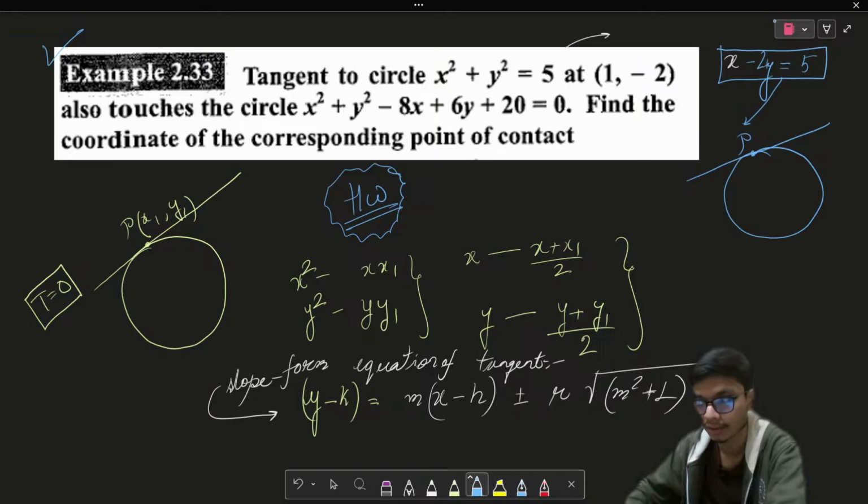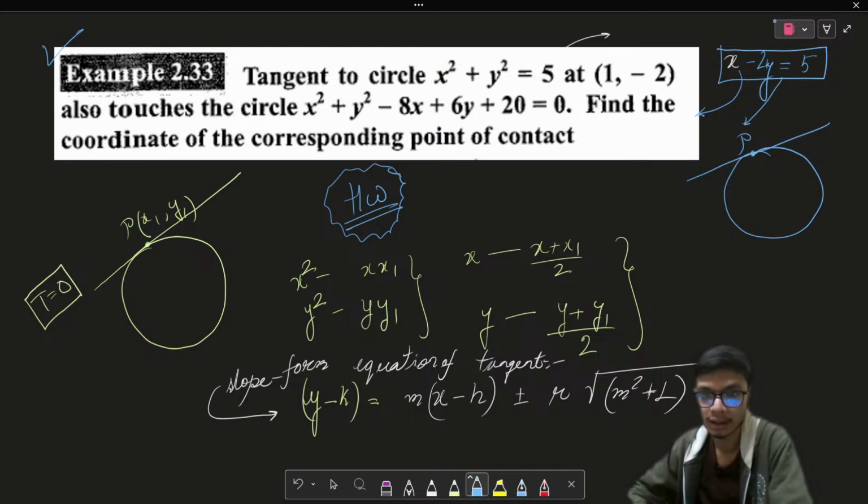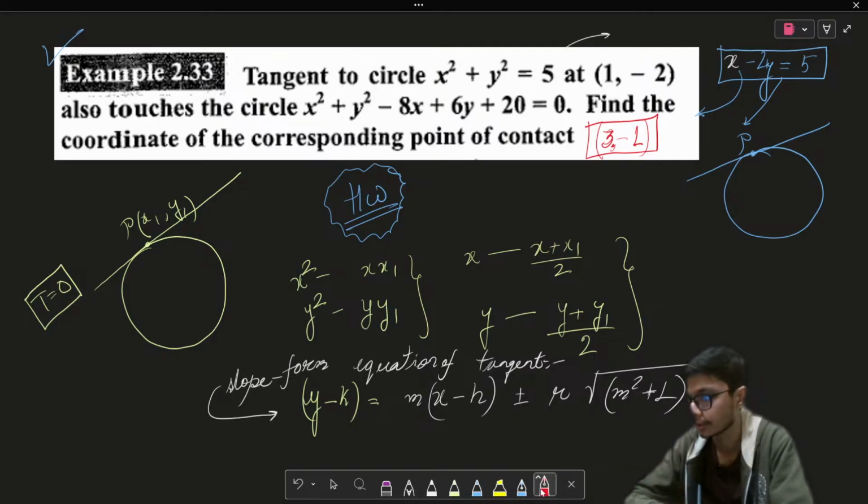We have already discussed this kind of question. Or maybe you can solve it by putting this value in this equation and solving the quadratic equation in x or in y, and then making the discriminant of that quadratic equation 0, since it is a tangent case, that is, it basically touches the circle at only one point. If you solve it, you will definitely get the answer coming out as 3 comma minus 1. That will be the answer to this particular problem. If you try to solve it, you must be getting this answer. I am pretty sure about it.